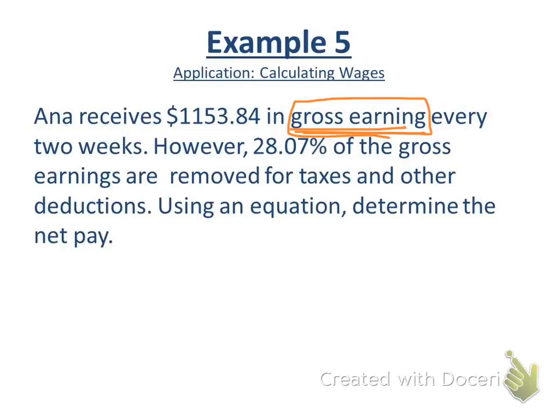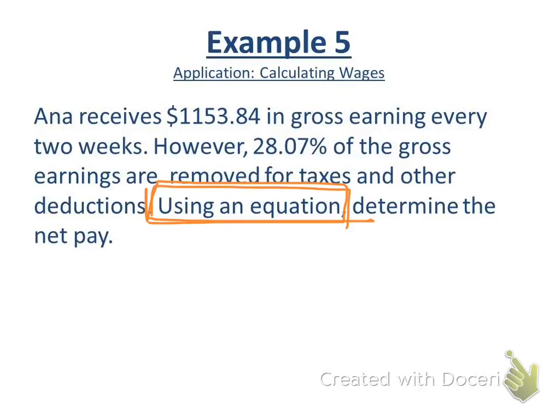All right? That's what gross earnings is. And then the equation here, the rest of the problem says that he takes 28.07% of, powerful word, of the gross earnings, and those are removed for taxes and other deductions. Use the equation. There's our instructions. How are we going to do this? Using an equation, we're going to determine the net pay.